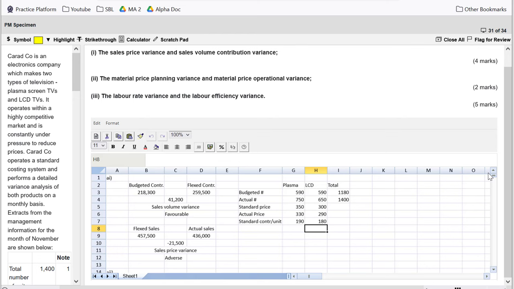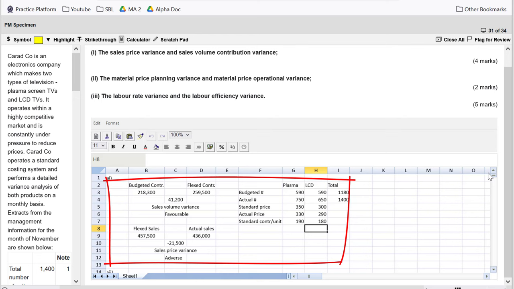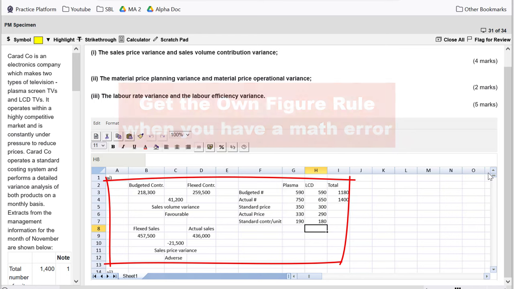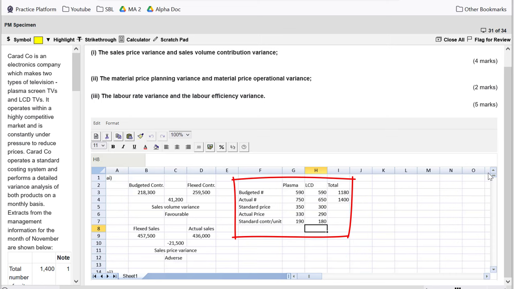Let's start with spreadsheet. Whatever you do here, lay out your work in a nice, structured, organized way. That way, if you make a mistake, that figure will be assumed correct everywhere else you use it. That is called the own figure rule. Markers only give that when they can follow your work. So lay out your work before you start. Look at this. I've got 2 templates in play, and I've got all the figures that I need to use right there on the right.